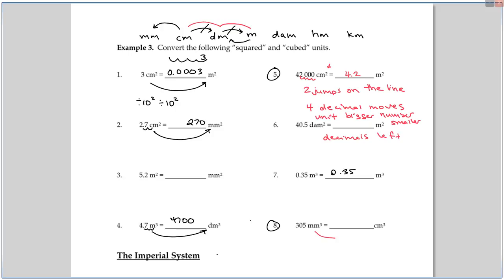Millimeter to centimeter, how many jumps on the line? 1, and each jump is worth 3. 1 jump equals 3 moves. What would 2 jumps equal? 6 moves, and so on, right? But we're not going that route. 1 jump, 3 moves. Now, you pick. Is it 0.305 or is it 305,000? There's only 2 options. The unit got bigger, so which one do we pick? The smaller number.